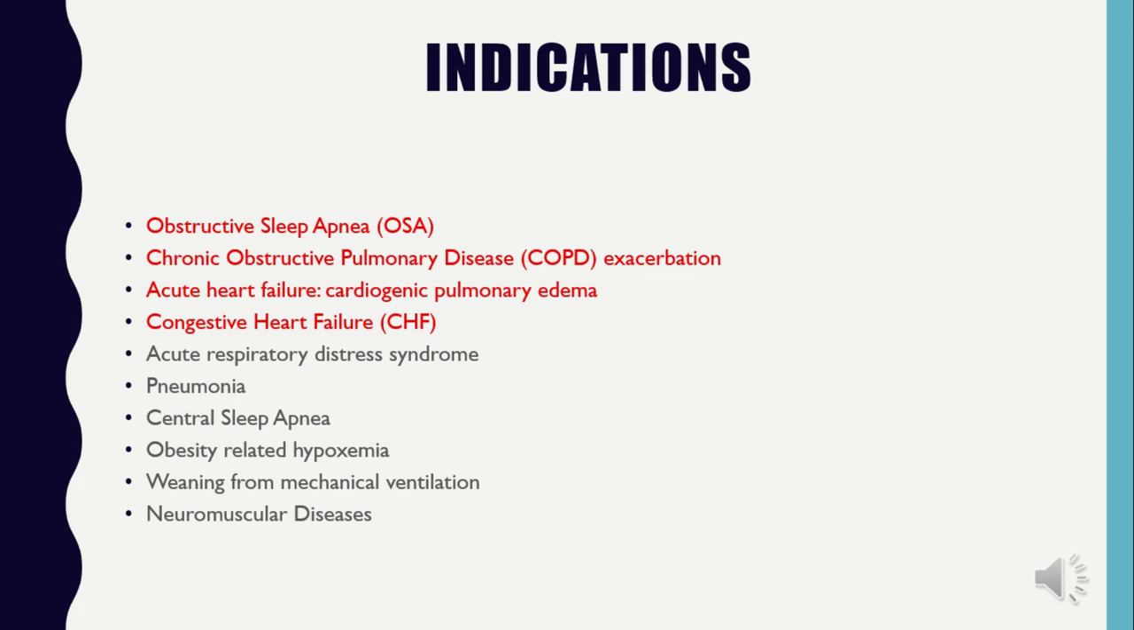These highlighted in red are the most common indications used for BiPAP, but there are some other reasons as to why they would also consider the use of BiPAP in positive pressure, which include, of course, respiratory distress syndrome, pneumonia, central sleep apnea, obesity-related hypoxemia, and weaning from mechanical ventilation and neuromuscular diseases. And a lot of times when we get these patients from ICU to progressive, we would probably be utilizing more of a weaning from mechanical ventilation on our unit.